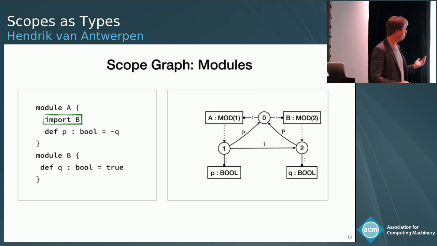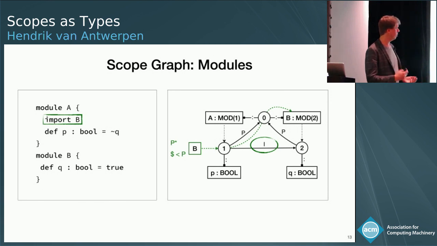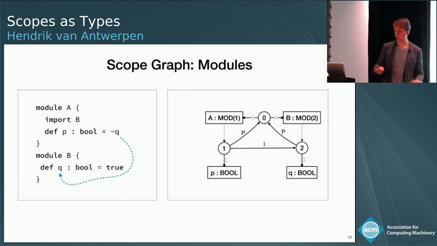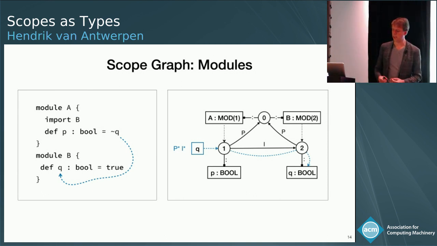It refers to some B, so this B is queried in the graph, and it will tell us that module B is typed by scope 2, so scope 2 is the representation of the module in this case. And the actual import mechanism is represented by this edge over here between the two scopes. Now if we want to resolve this reference, obviously we can follow this import edge that we created in the graph, which allows us to resolve to the declarations in the other module.